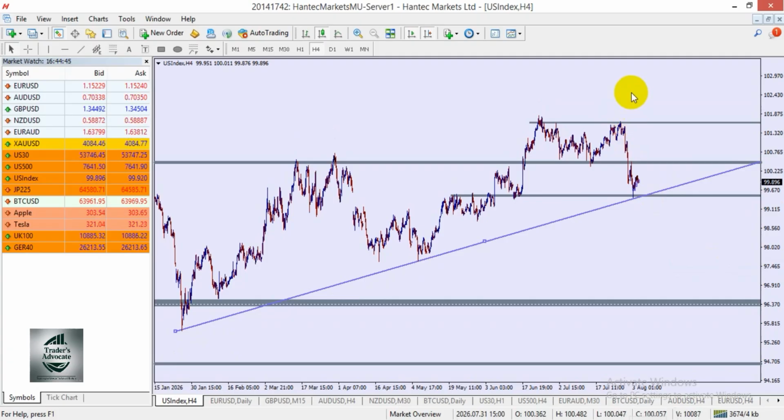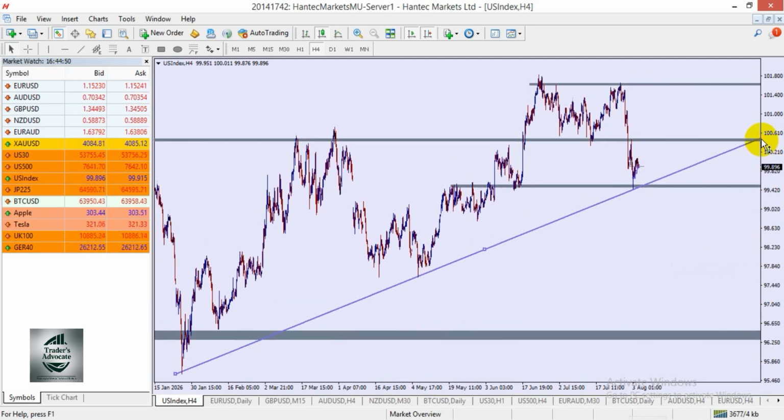coming back here, breaking above here. So I see a breakout above here, a retest of here, I'll be interested in going long. Until that happens, dollar index, I'll be sitting on my hands. I have no bias on the dollar index.